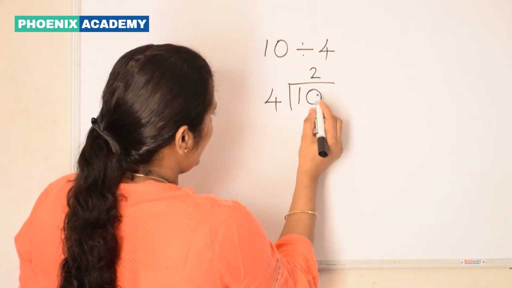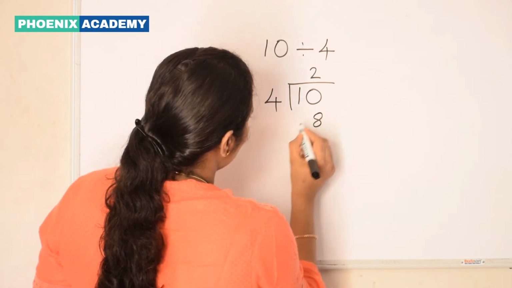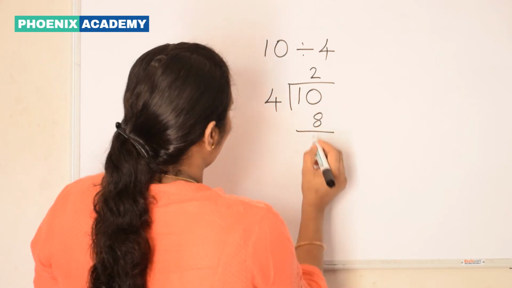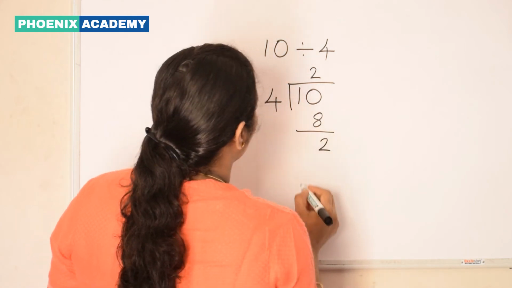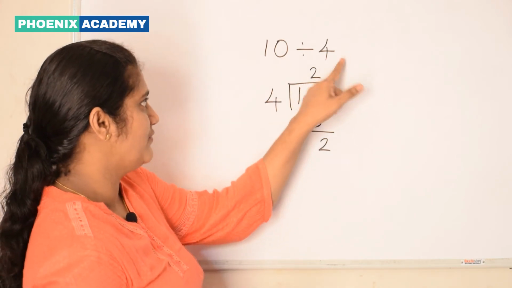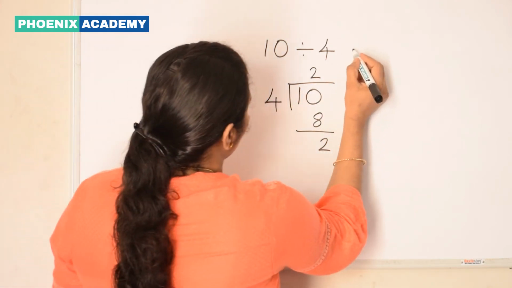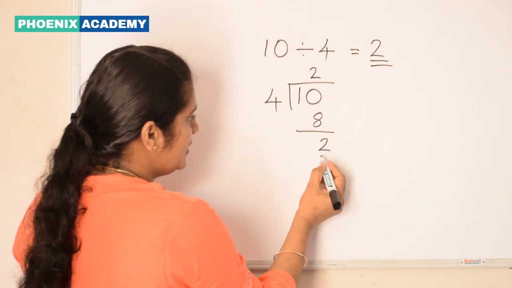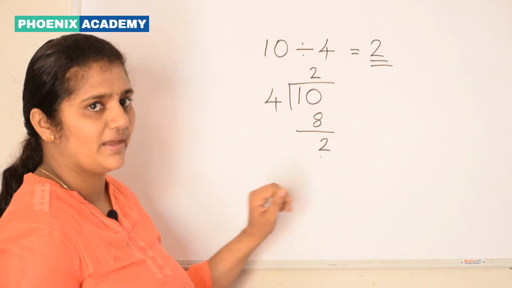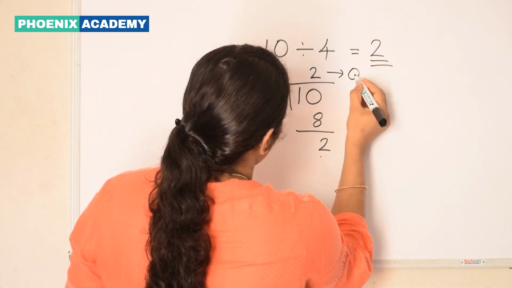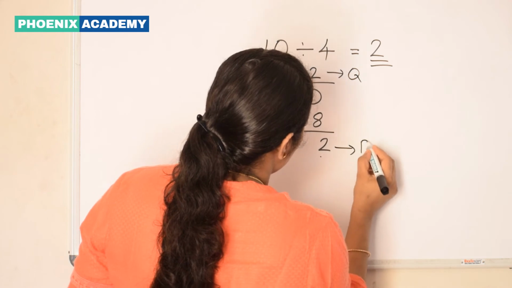2 4s are 8. 8 we write below the dividend and subtract. 10 minus 8, 2. This is the remainder. So 10 divided by 4. Here 2 is the quotient and 2 is the remainder. This is the quotient. This is the remainder.